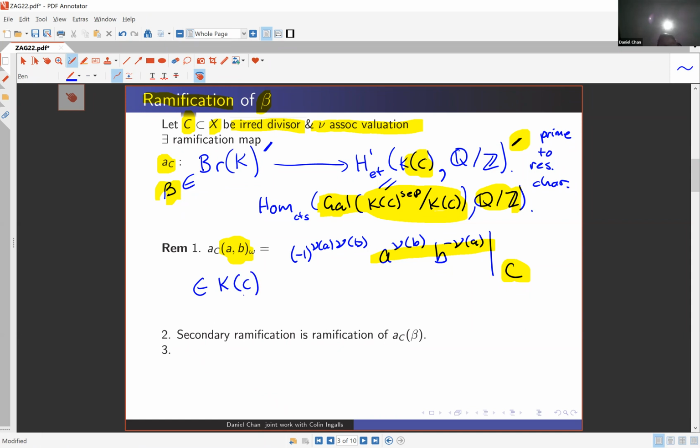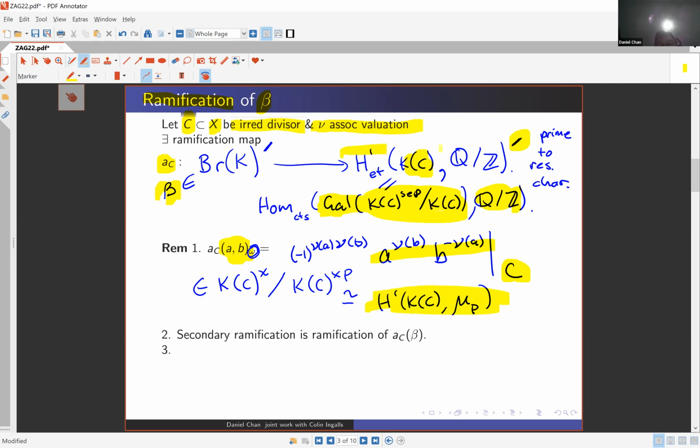I'll do an example later. We don't actually want to consider it inside K of C cross. We're going to remember, by the way, this algebra here has P torsion in the Brauer group, this symbol. So we want to think of this as inside K of C cross modulo P, or the P multiples in that group. So K of C cross modulo P. And the key thing is that in this case, this is actually isomorphic via Kummer theory to H1 of K of C, mu P. And that's kind of how you go from here to here up the top.